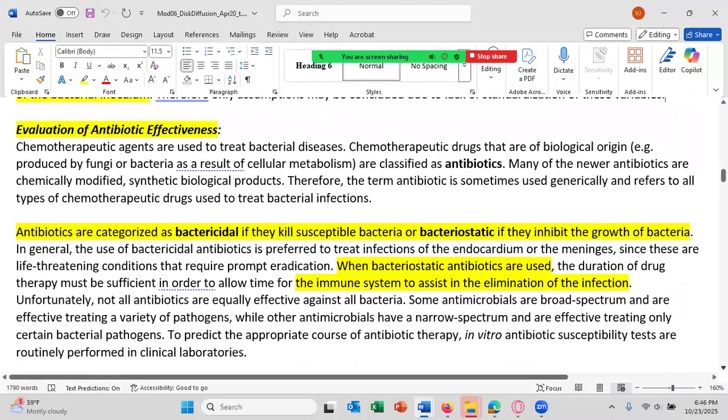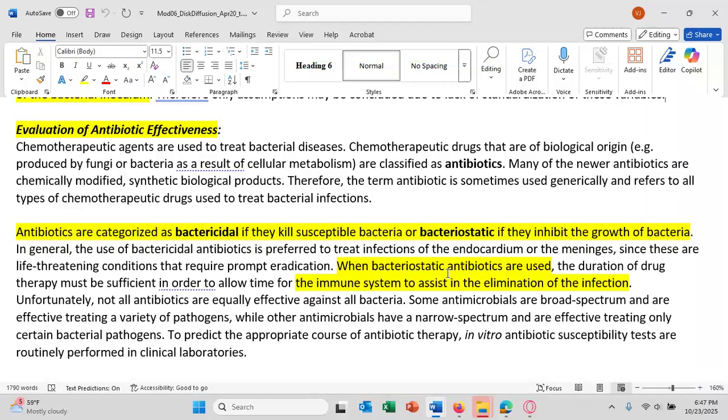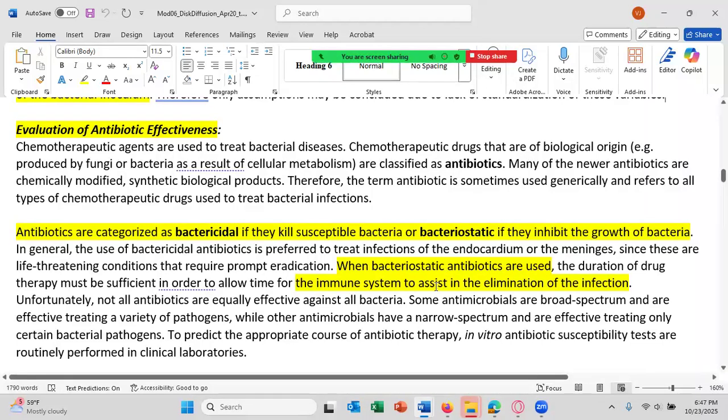Evaluation of antibiotic effectiveness. Antibiotics are categorized as bactericidal if they kill bacteria, and they're categorized as bacteriostatic if they inhibit the growth of bacteria. When we use a bacteriostatic antibiotic, the antibiotic will prevent the bacteria from growing, but will not kill the bacteria. Once you remove the antibiotics, the bacteria could resume growing. What we're doing is relying on the immune system to assist in the elimination of the infection with a bacteriostatic antibiotic. Any question about any of that?